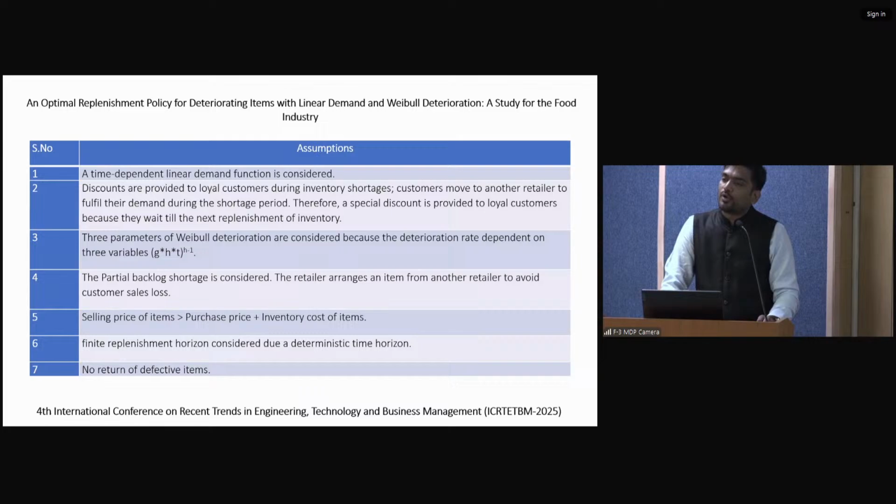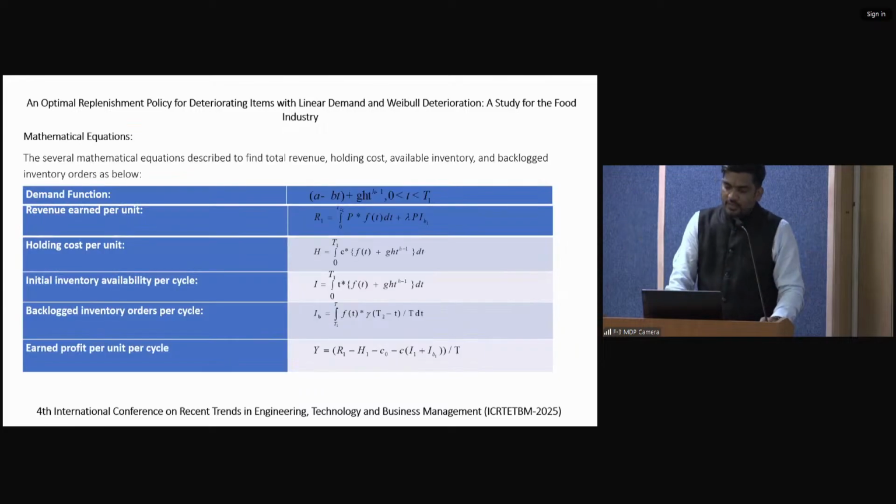It is a time dependent model, with discount given to loyal customers, and we considered variable deterioration. Selling price is always greater than purchase price, and the inventory cost is not the price floor. No items are returned, no defective items are replaced, and there is a finite replenishment horizon, meaning the time period is limited and specific. Then this is the demand function, A minus BT plus GST, because I consider two-variable deterioration dependent on two factors, G and H, which depend on T, time. I am just describing that here.